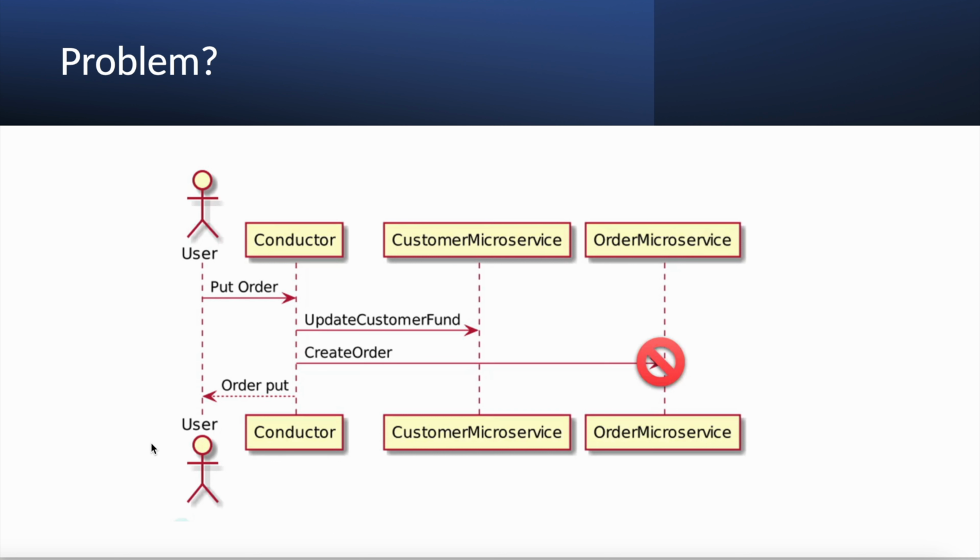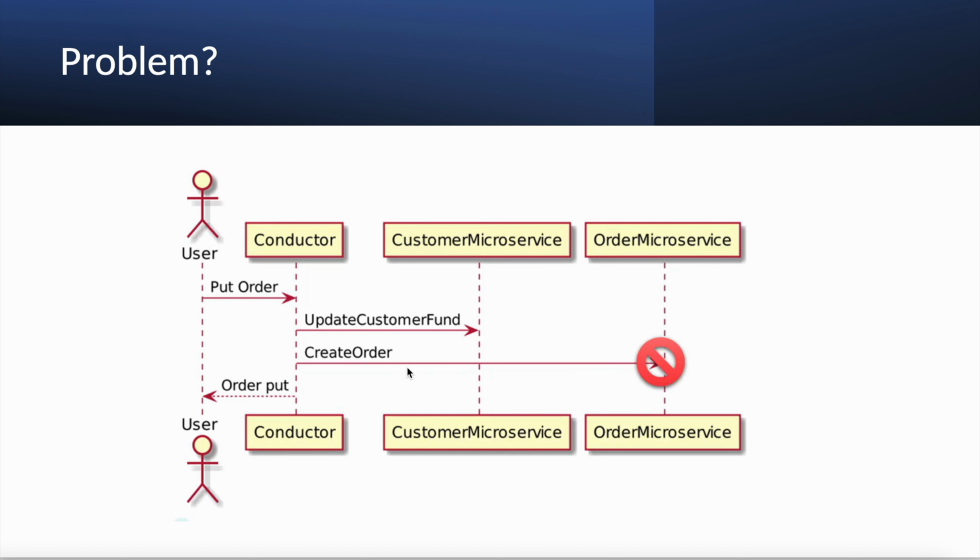So what do you see as the problem here? I'm talking about the distributed transaction. When the user is placing an order, it goes to the coordinator. It will call the customer service, then the order service. The customer service is successful. It has updated the customer fund. It has deducted the amount. It has done everything correctly.